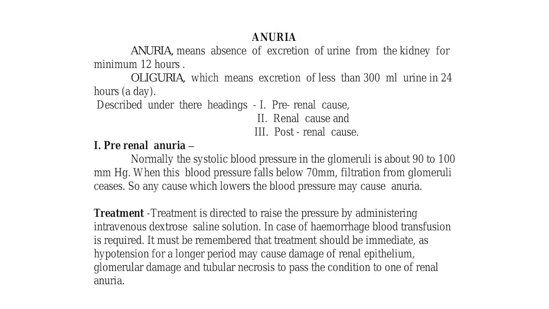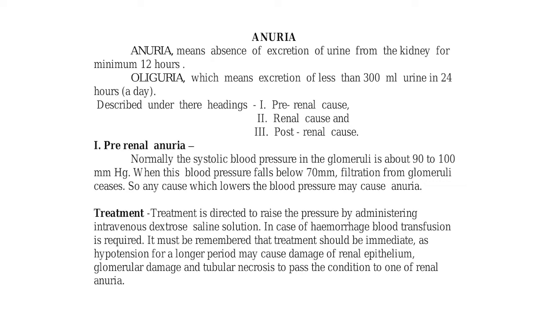Now the next point is the anuria. Anuria means the absence of the excretion of the urine from the kidneys for a minimum of 12 hours. There is another term called oliguria, which means the excretion of less than 300 ml of urine in 24 hours a day. Anuria may occur due to the various causes which can be conveniently described under the three headings, that is the pre-renal causes, renal causes, and the post-renal causes.